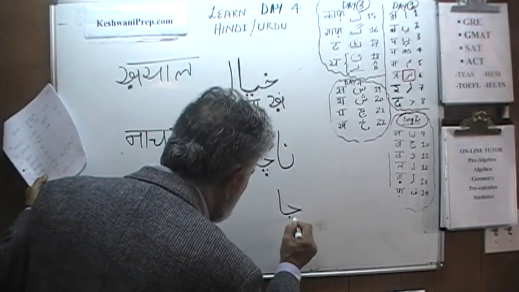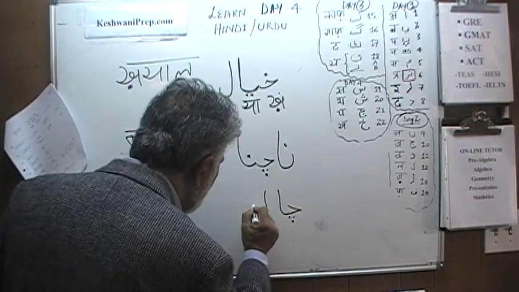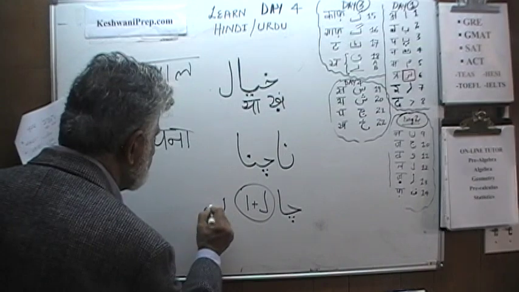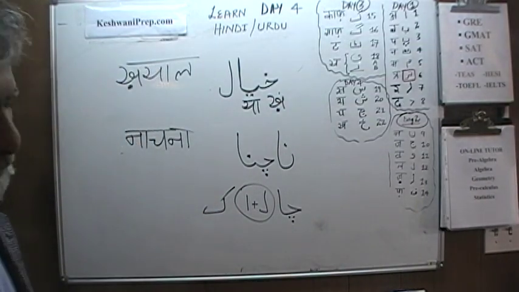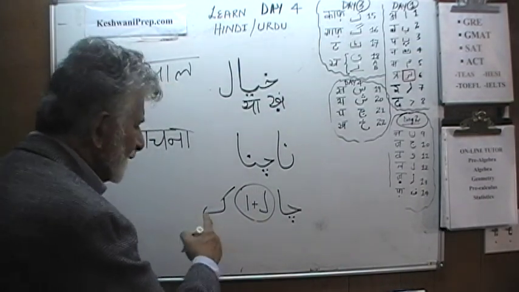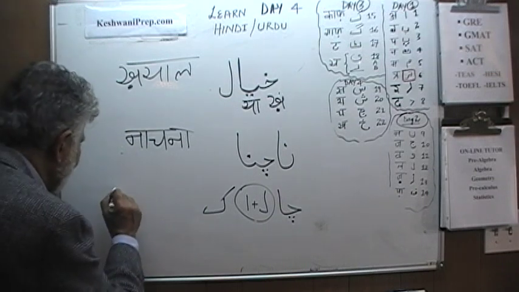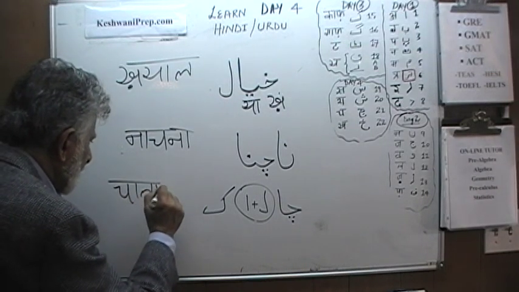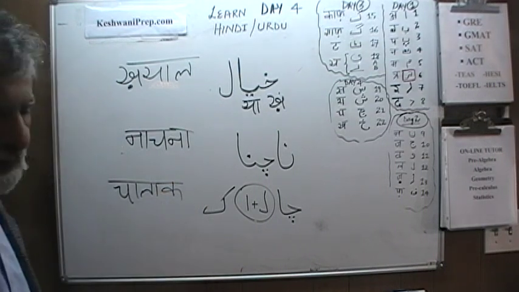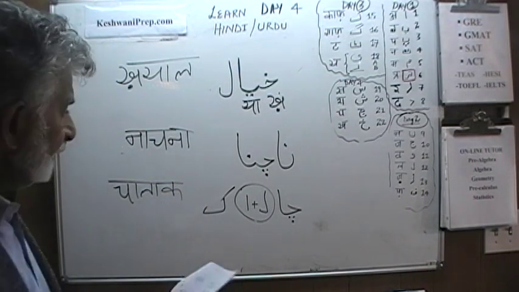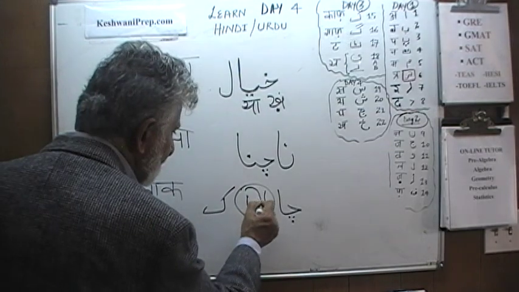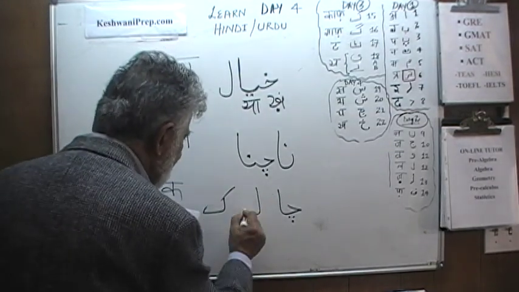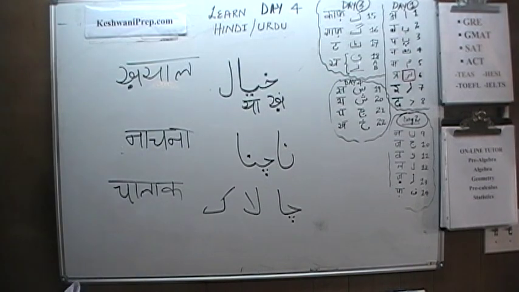Cha. And then we have a lam and an alif. How do we combine lam and alif? And then kaf. Cha, la, ka. Chalak. How do we combine lam and alif? This alif goes and jumps in the tummy. It's going to jump in the tummy. Chalak. That's it. That's how you write it.